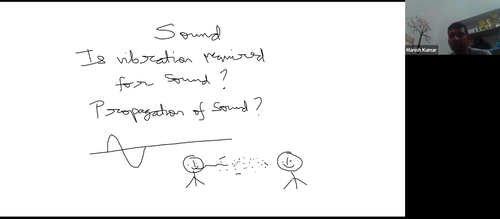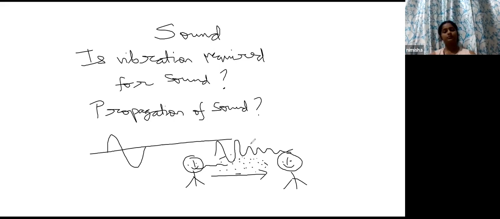And the magnitude of the vibration also decreases as the distance increases, isn't it? If the distance increases, the magnitude will decrease. If the wave is like this, then it becomes like this, then like this, and then it vanishes, isn't it? So there is a range of each and every sound. This much is understood? Yes.